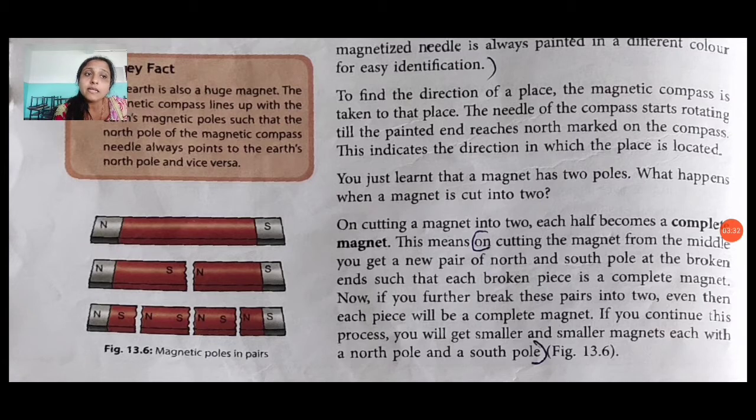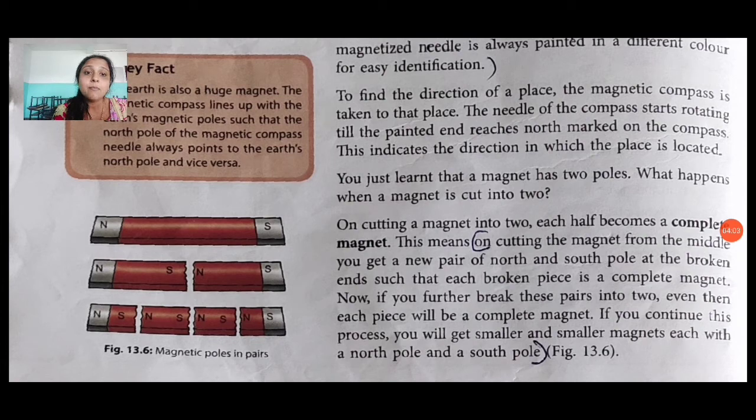This means on cutting the magnet from the middle, you get a new pair of north and south poles at the broken ends, such that each broken piece is a complete magnet. Now, if you further break these pieces into two, even then each piece will be a complete magnet. If you continue this process, you will get smaller and smaller magnets, each with a north pole and a south pole.